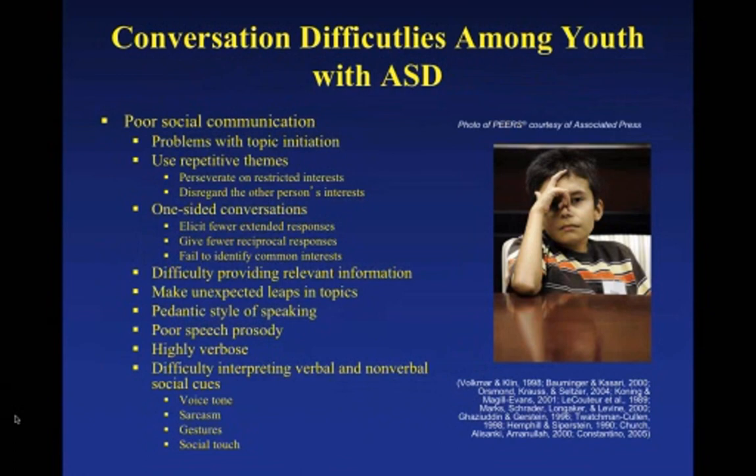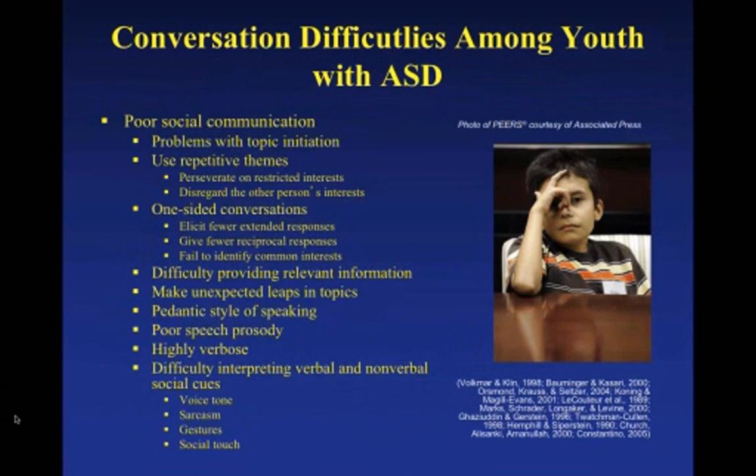Sometimes they might have difficulty providing relevant information. They might be asked something about a topic and not know a lot about that topic or not be as interested in it, so might not provide the relevant information. Or they may make unexpected leaps in topics, so just provide very brief responses and then move on to things that they are more interested in talking about. Other factors in these conversation difficulties include more nonverbal kinds of difficulties.